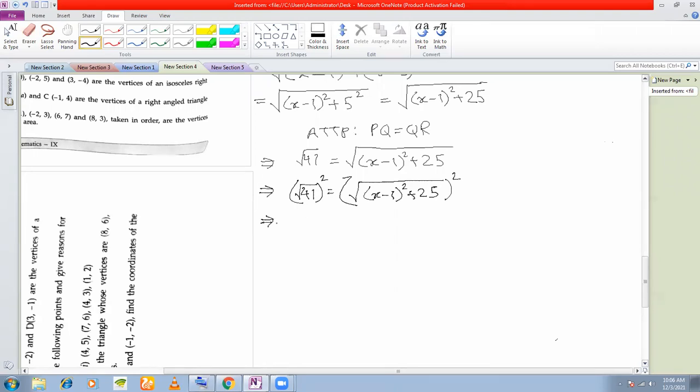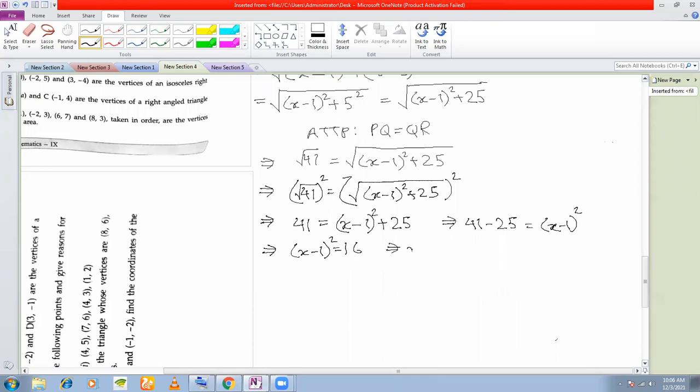So that means 41 is equal to (x minus 1) whole square plus 25. Now you can either again expand (x minus 1) whole square and get a quadratic, or the better way is to take 25 to the other side and get 41 minus 25 is equal to (x minus 1) whole square. And 41 minus 25 is going to give you 16. So (x minus 1) whole square is equal to 16.